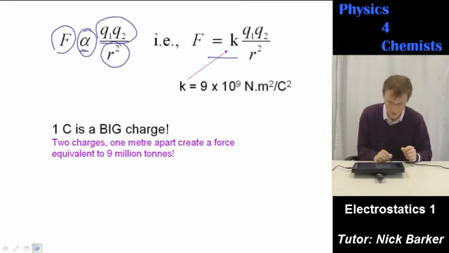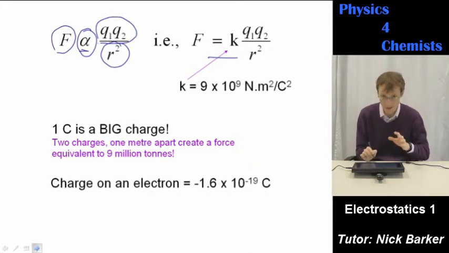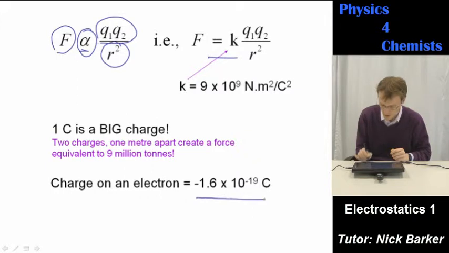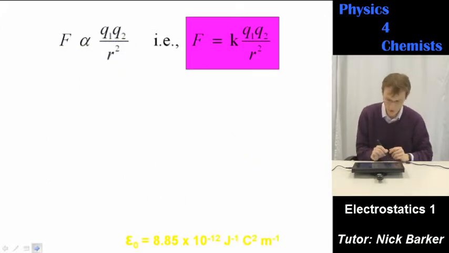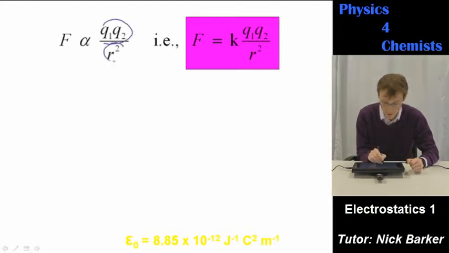So in chemistry, we're not really interested in whole coulombs. The charge on an electron, please learn it, I said that earlier, minus 1.6 times 10 to the minus 19 coulombs. Tiny, tiny, tiny amount. So 1 Coulomb is big. Okay, going back to this then, force between the two charged particles is proportional to the product of their charges divided by the square of their separation.